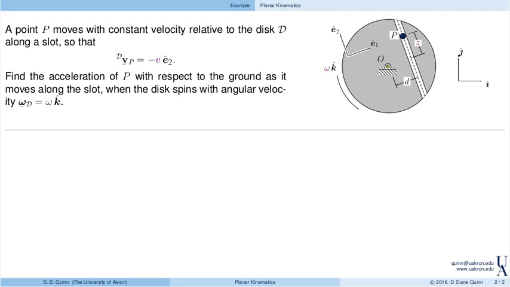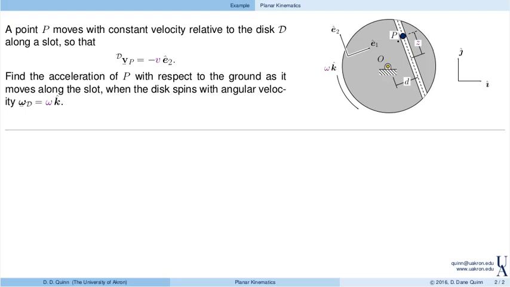And I'll define directions I and j fixed in the ground, and then E1 and E2 that are fixed in the disk. So this problem is similar to a person walking along a carousel. You can imagine a big carousel spinning at constant angular velocity. And if you're on the outside and you want to go see someone toward the middle, you might try to walk in a straight line relative to the carousel toward that individual.